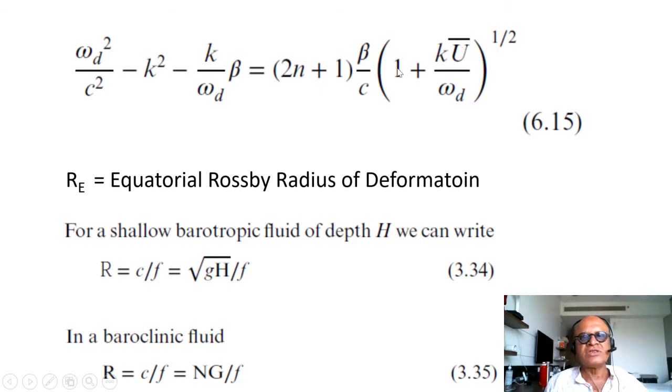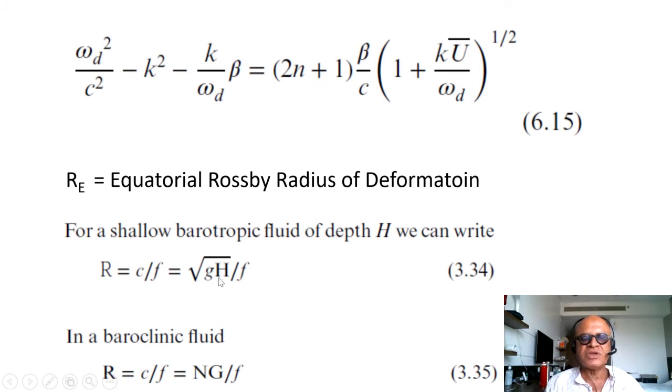Okay, this is where again you remember this is related to the Rossby radius of deformation. So we define an equatorial Rossby radius of deformation. We had defined before for a shallow barotropic fluid of depth h the Rossby radius as c over f, essentially how far a gravity wave can travel in one inertial period.